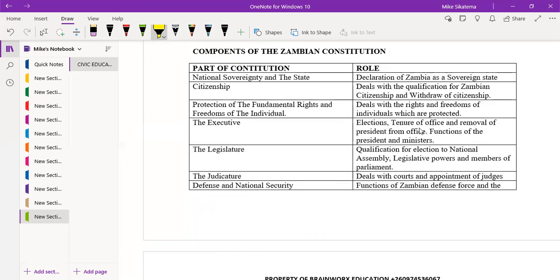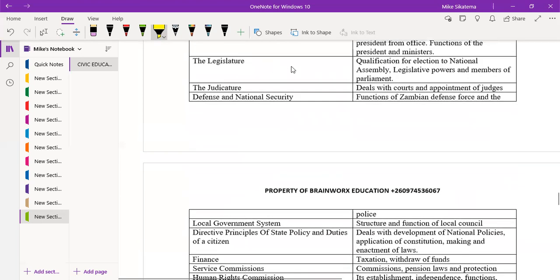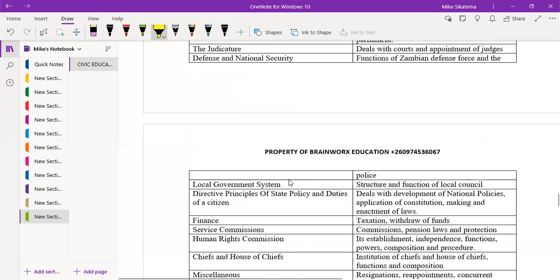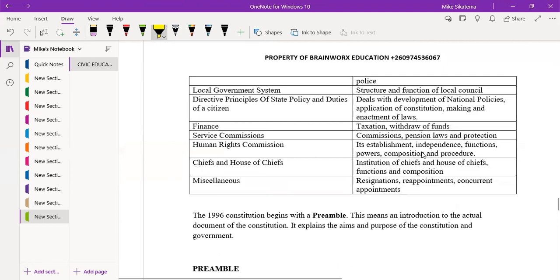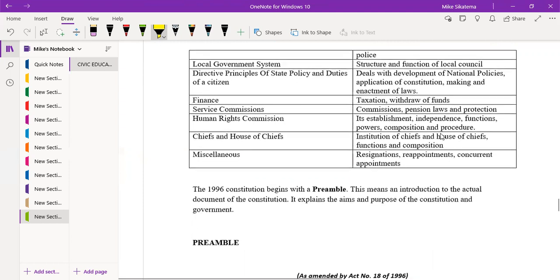Elections, the time of office and removal of the president from office. Functions of the president. The legislature administers qualification for election to the National Assembly. The judicature deals with the courts and appointment of judges. Defense and national security: the police, the military. Local government systems: structure and function of the local council. Directive principles of state policy and duties of a citizen deal with development of national policies and application of policies. Constitution making and enactment of laws.